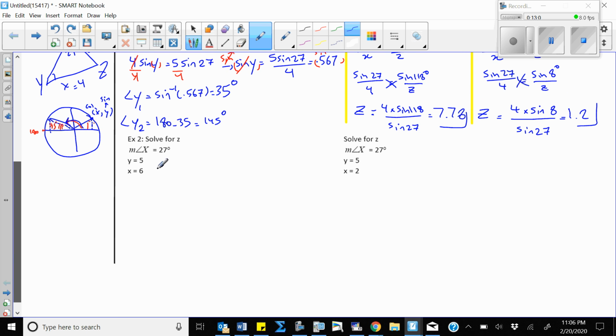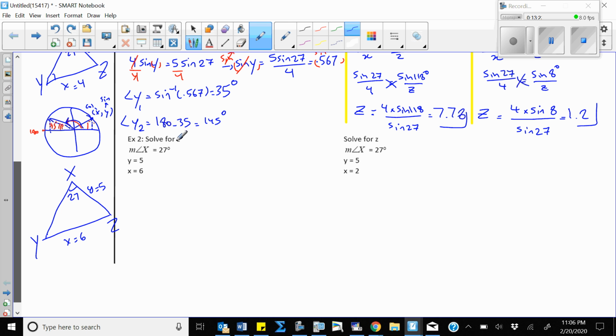Now let's work on this example. We have another triangle here, which is again X, Y, and Z. Angle X is given as 27. Side Y is given as equal to 5, and side X here is equal to 6.